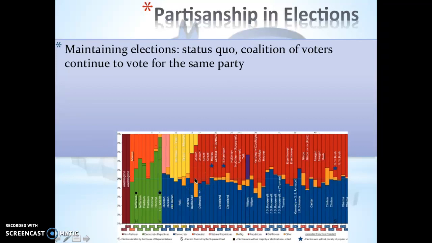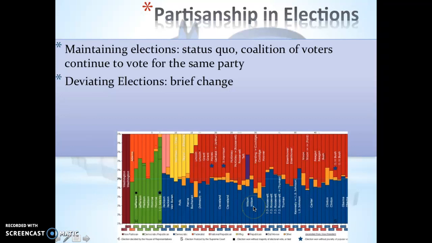The most obvious period of maintaining elections in our political history in the United States was from Lincoln to Hoover. During this time frame, you had the dominance of the Republican Party winning the White House. There is one instance in this timeline where a Democrat wins.